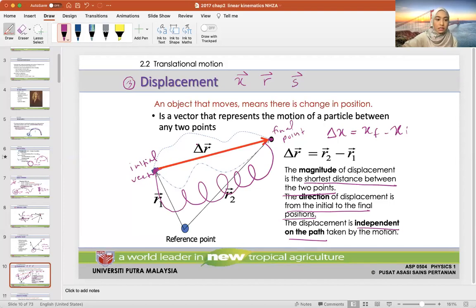Okay, so that is displacement. Displacement kisah pasal final dengan initial. Final tolak initial gives me the displacement vector. This guy is a vector, sorry. Okay.